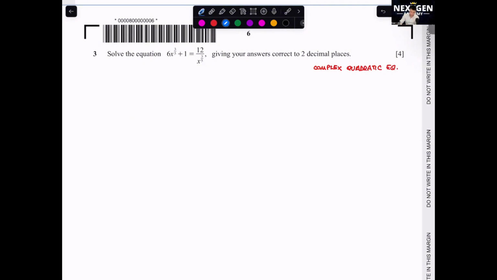How to do this? What's the easiest way? We first let this value be some sort of alphabet. So let's say that we let x to the power of 3 over 5 equals u. So it'll be 6u plus 1 equals 12 over u. Then we multiply the whole equation by u. 6u squared plus u equals 12. Then we get 6u squared plus u minus 12 equals 0. Factorize this. This will be (3u minus 4)(2u plus 3) equals 0.